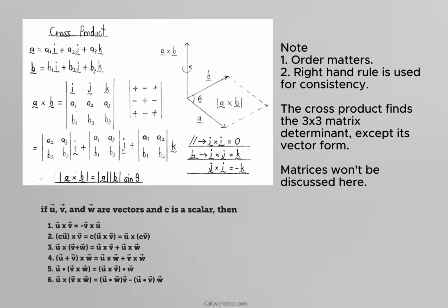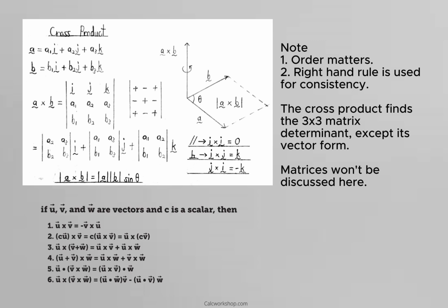The right hand rule is used to ensure consistency. If you look at the cross product, it somewhat looks similar to finding a 3 times 3 matrix determinant, except that it is in the form of a vector. However, I won't discuss matrices, as this is a separate topic from the vector topic. Nevertheless, you can see how the working is formed. Interestingly, the magnitude of the cross product is almost similar to that of the dot product, except that the trigonometric function used is sine.